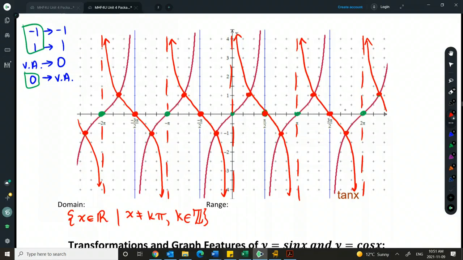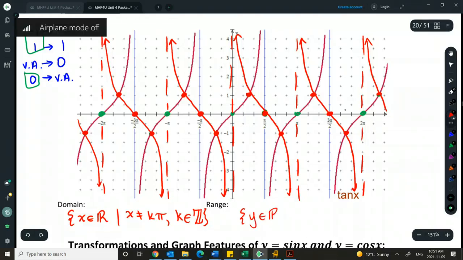The range for this, notice that our graph is going down forever and up forever. Are there any gaps in between that? So range is just everything, right? We'll just say all real numbers, or you can say negative infinity to positive infinity.